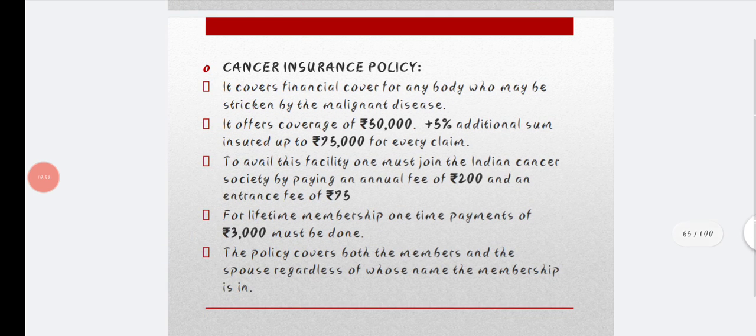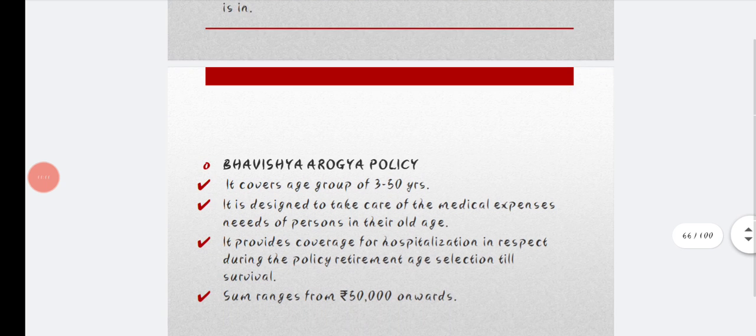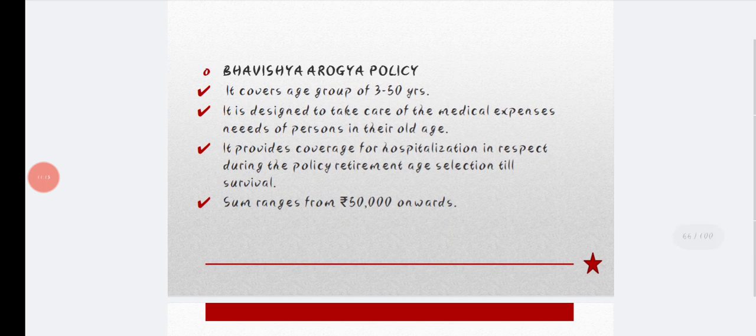And one more is the cancer insurance policy. It offers around 50,000 rupees plus 5% additional sum insured up to 75,000 for every claim, and the premium will be 200 per year, and the entrance fee is 75 rupees. And the Bhavishya Arogya policy covers the age of 3 to 50 years, and the sum will be 50,000 and more.